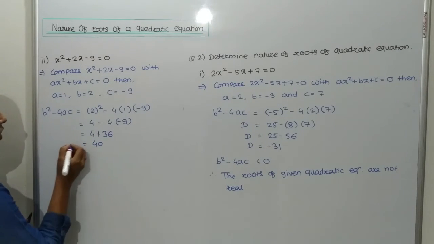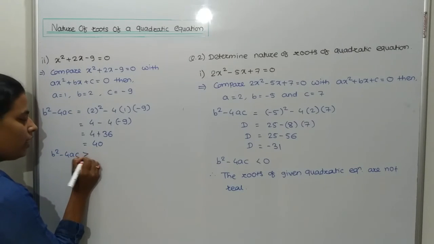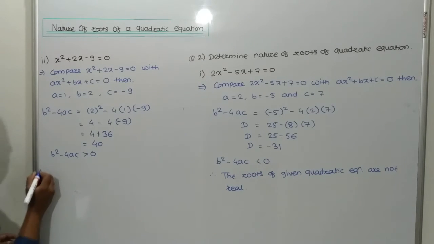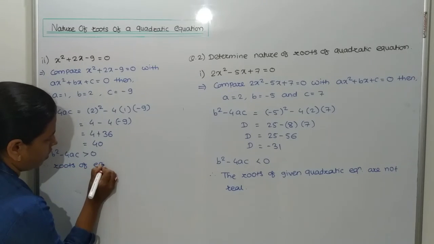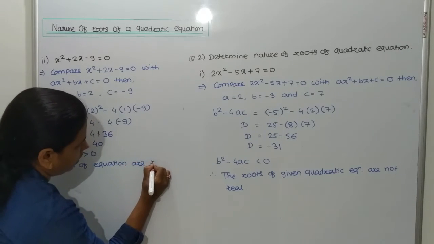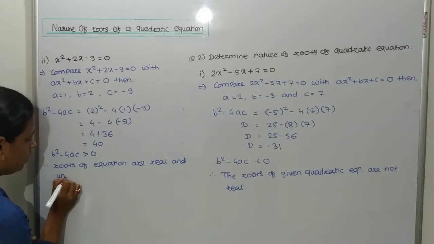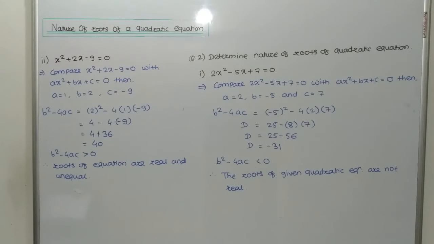So just observe here, what is the value of b square minus 4ac? It is a plus, that means it is greater than 0. If the discriminant value is greater than 0, then what happens? The roots of the given equation are real and unequal. Therefore, roots of equation are real and unequal.